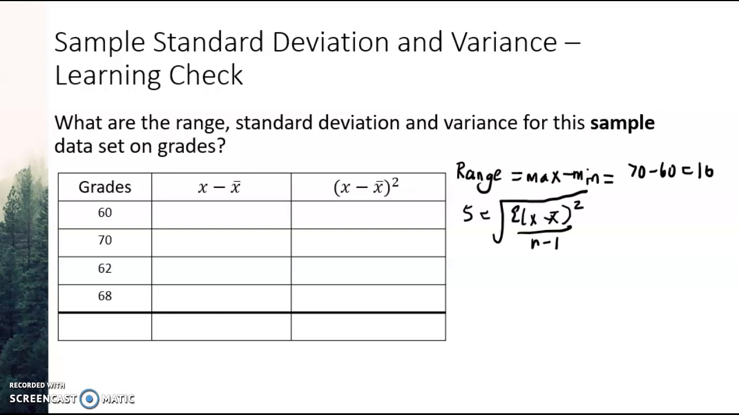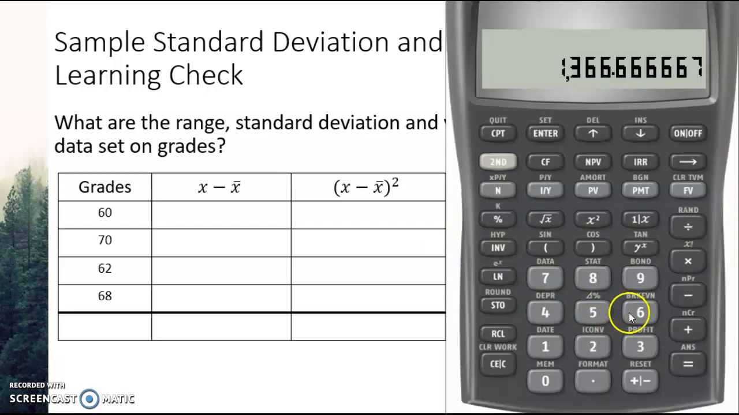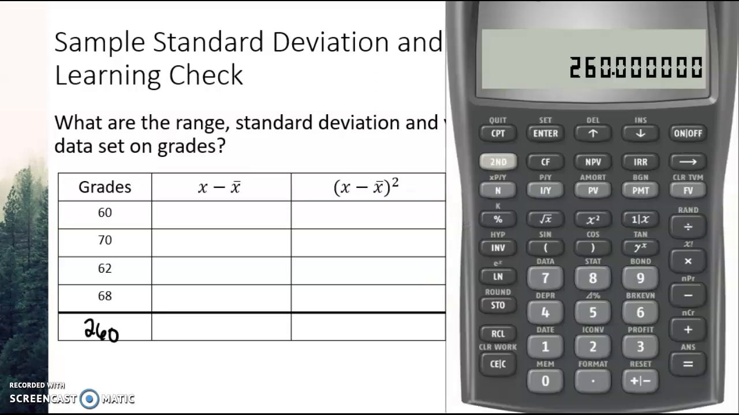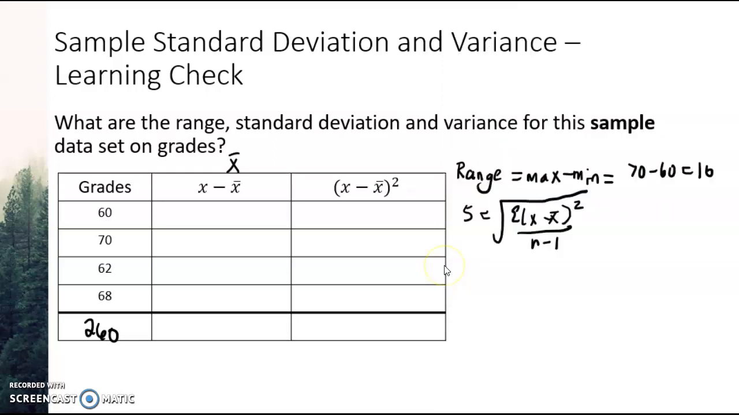In order to use this formula, I know we need the mean, so the first thing I'm going to do is add together all the grades, 60 plus 70 plus 62 plus 68. That gives me 260. And if I divide it by the 4 grades, again, the average is 65. So there's no difference in the average between class 1 and class 2, but obviously there's a difference in how far the values are apart, and we'll see that as we finish our calculations.